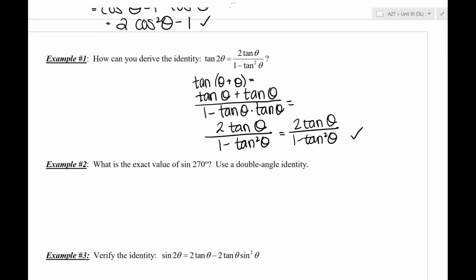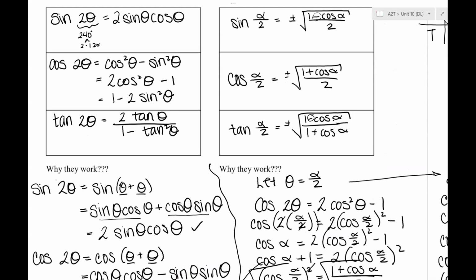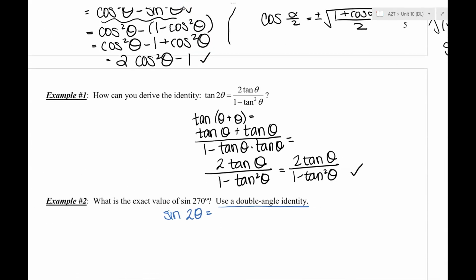I was excited. What is the exact value of sine 270? Use a double angle identity. Okay, very specific directions. Use a double angle identity. So we know that sine of 2 theta, looking back at our handy dandy notes that we just took, is 2 sine theta cosine theta. And we need to figure out what theta is.